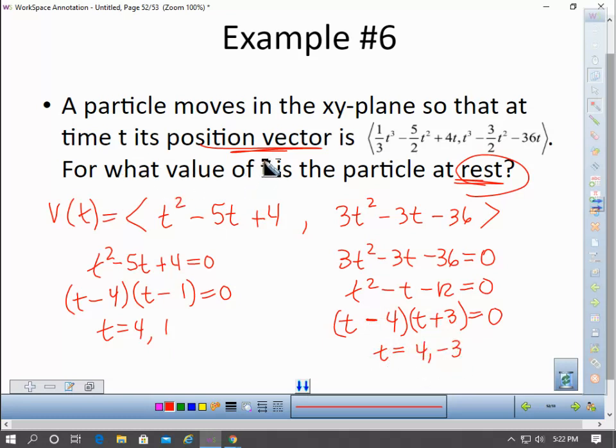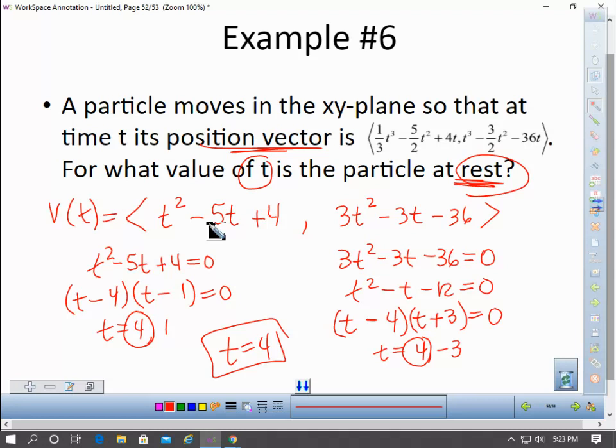So it said, for what value of t is the particle at rest? Well, to be at rest, it has to be the same t value that makes both components of your velocity vector 0. So when you look at your two answers here, t is 4 is common to both of them, so that's the answer. So when t is 4, both components of our velocity vector are 0, which means we are at rest. When t is 1, that means your y-coordinate is not at rest. And over here, when t is negative 3, that means our y-coordinate is at rest, but our x-coordinate is not at rest. Our x-coordinate is moving.